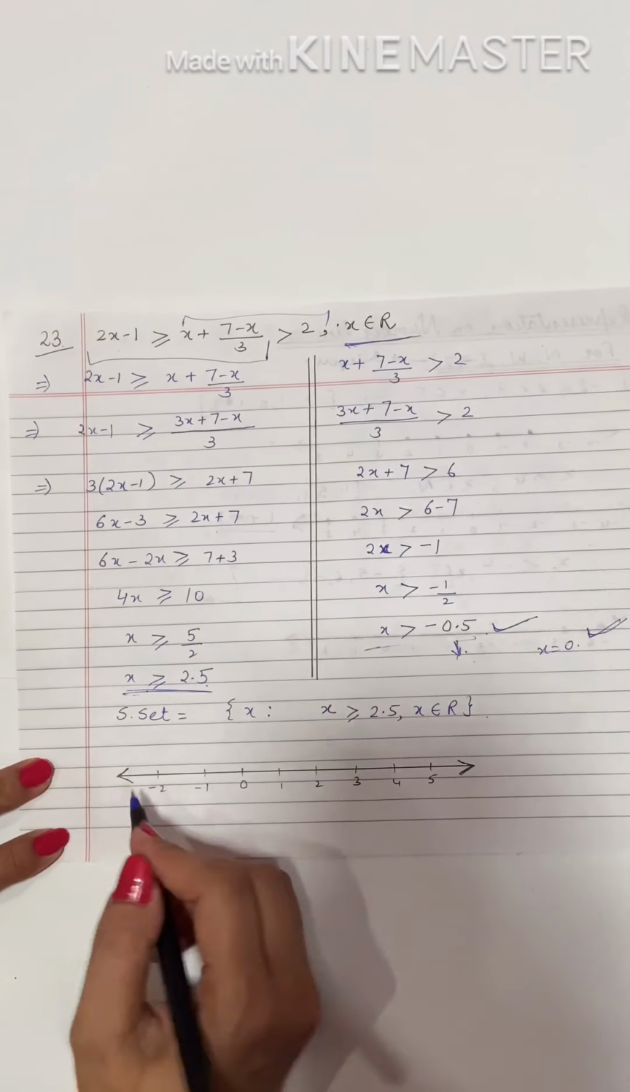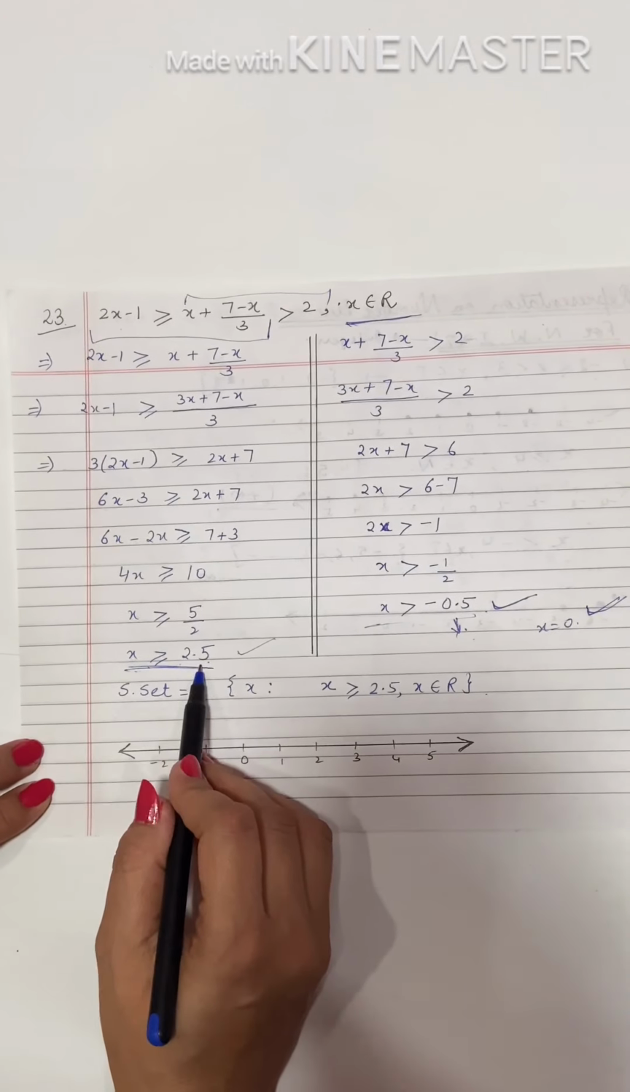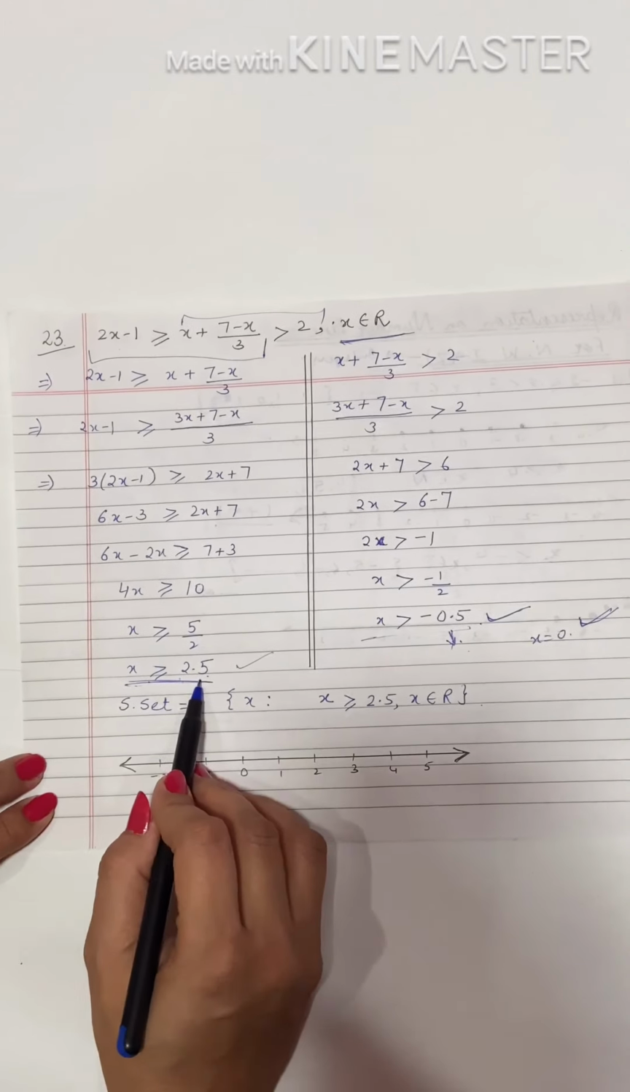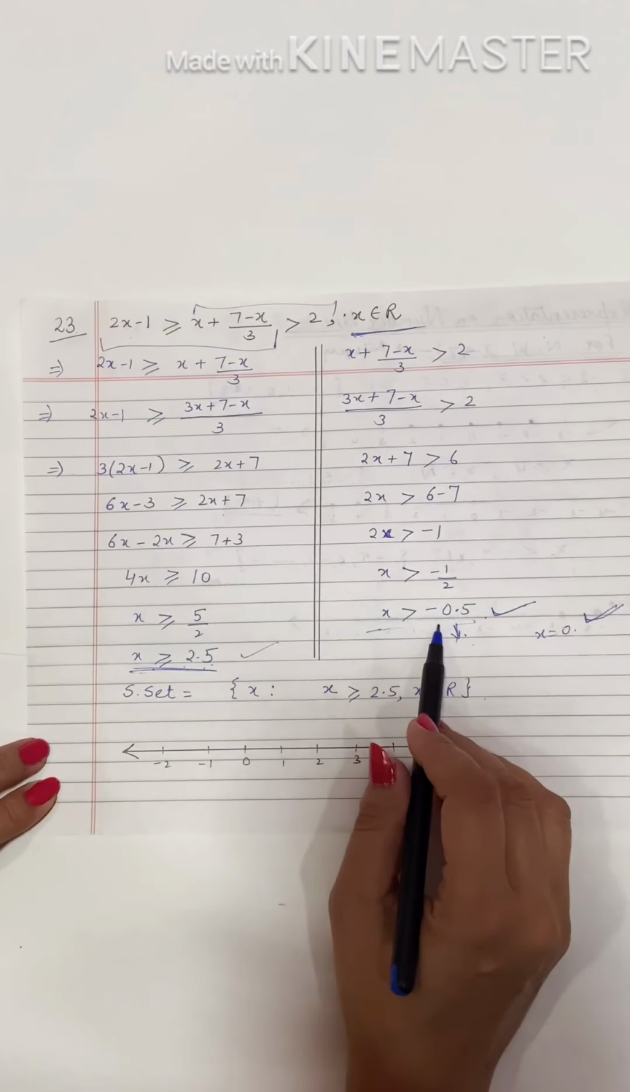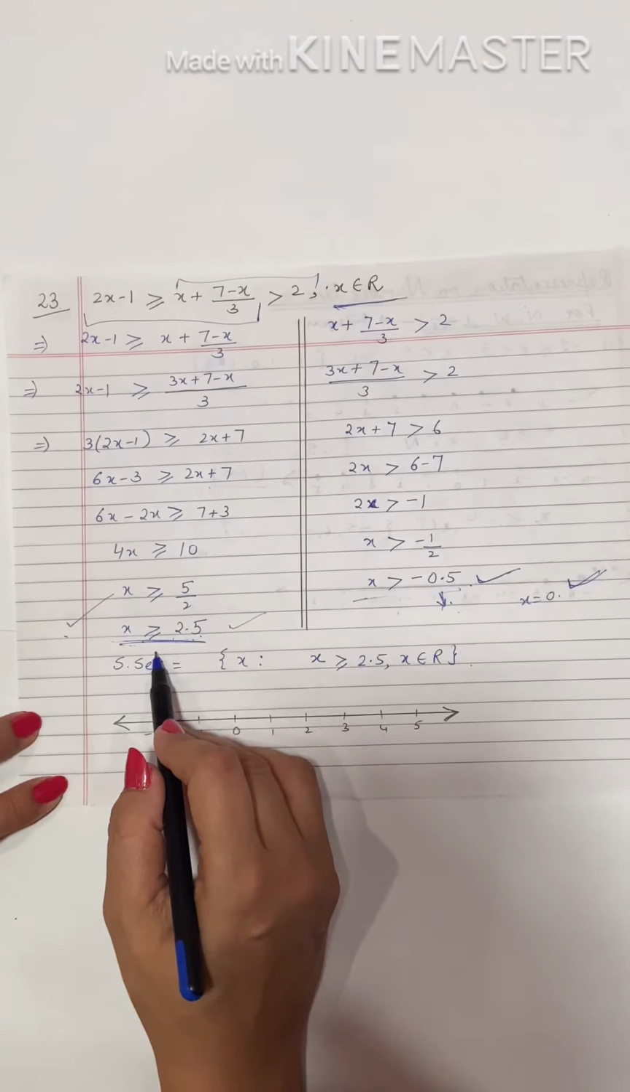So this means in this case the solution will be x is greater than or equal to 2.5, because if we take any real number which is greater than 2.5, it will definitely be greater than minus 0.5. So if you get a solution like this, you have to find the particular one which is satisfied by both. So in this case x greater than or equal to 2.5 will be the solution.